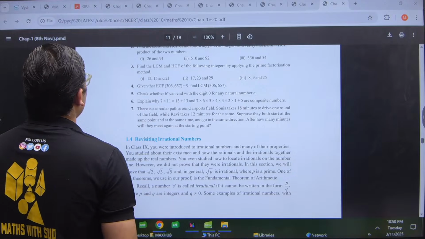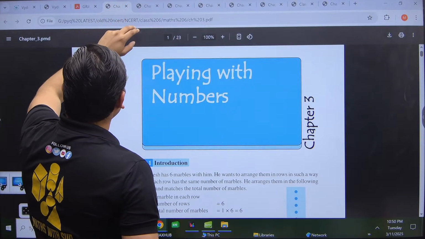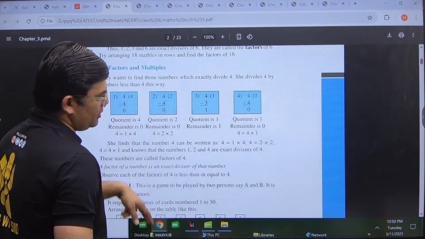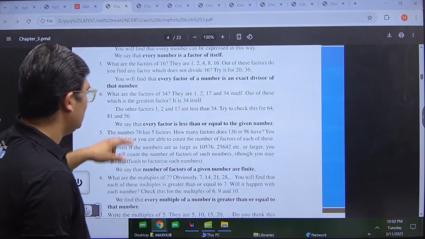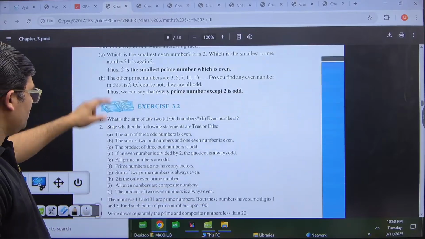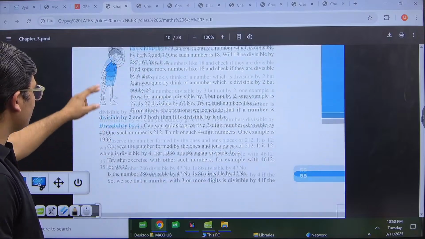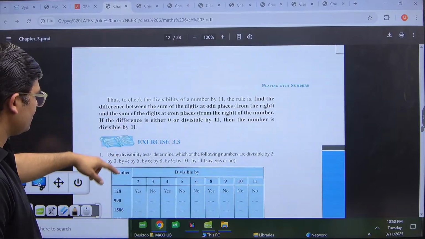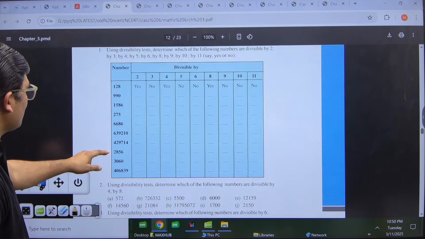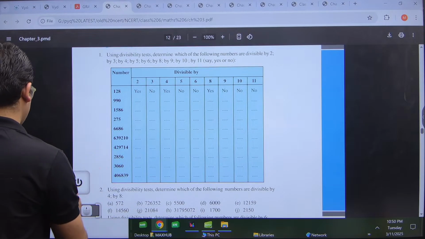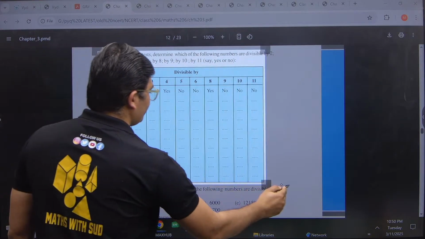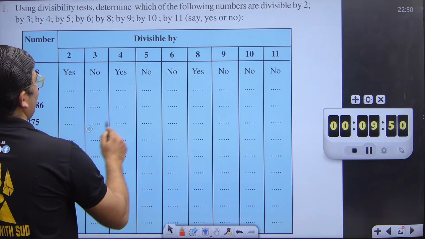Okay. So what should I do now? Playing numbers. Let me throw some questions at you. Let me see who answers the questions first. Very beautiful question here. One of my best exercises.